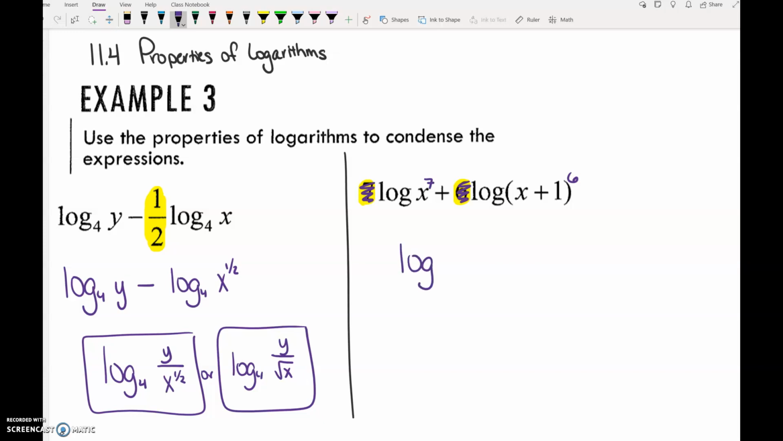Notice no base was shown here. That means it was base 10, because no base means it's base 10. It's a common log. There's two things: there's x to the 7th and x plus 1 to the 6th.